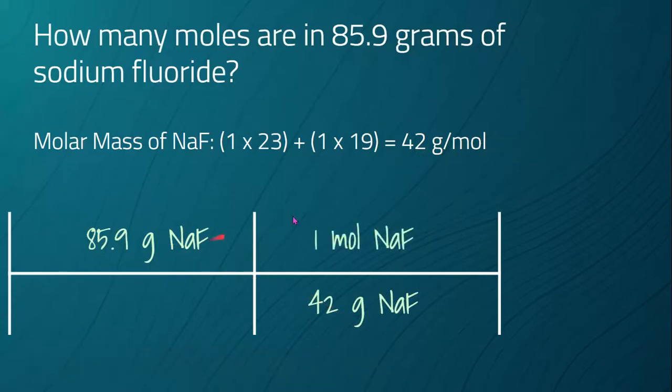Now that my grams cancel out, I'm left with moles of sodium fluoride, which is what I wanted. So I can multiply across the top and divide by the bottom. 85.9 times 1 divided by 42 would get me an answer of 2.05 moles of NaF.